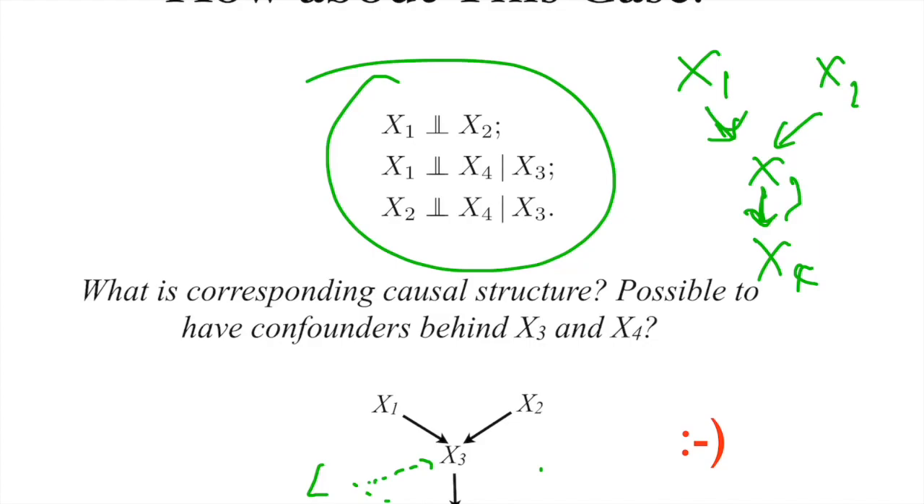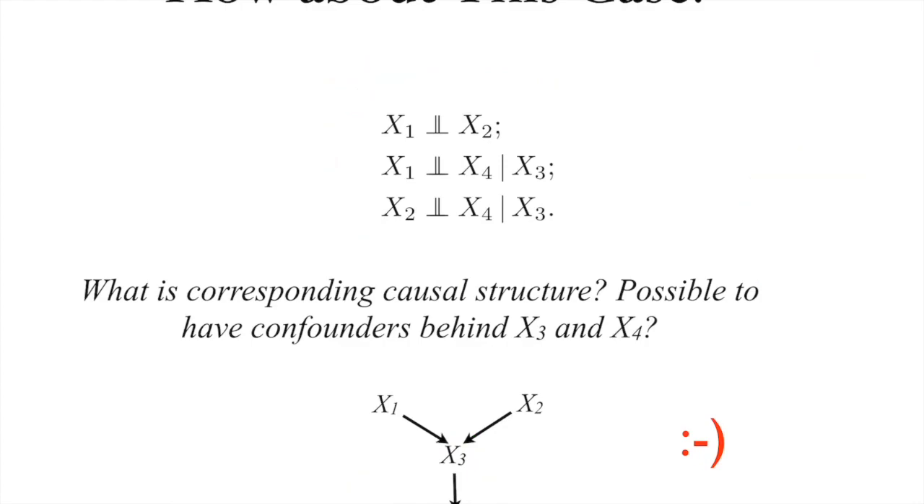Because given X3, you have this open path. 1 and 4 will not be independent given 3. Which path? Basically now, if you have a confounder here, there are two paths between 1 and 4. This is one of them, from 1 to 3 to 4. This one is blocked by X3, right? But this other one is open if you condition on X3, because X3 is a collider, right? Given a collider, there will be conditional dependence. That's why if you see the independence between 1 and 4, you know there cannot be a confounder. And you know the direction here, so it's not possible to have any confounder behind 3 and 4, right?